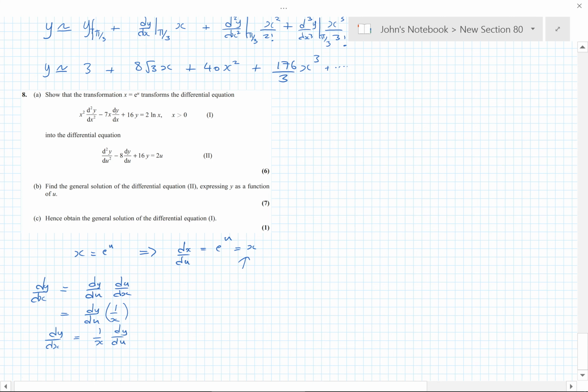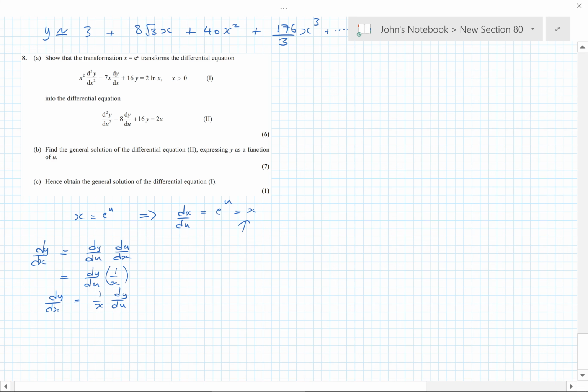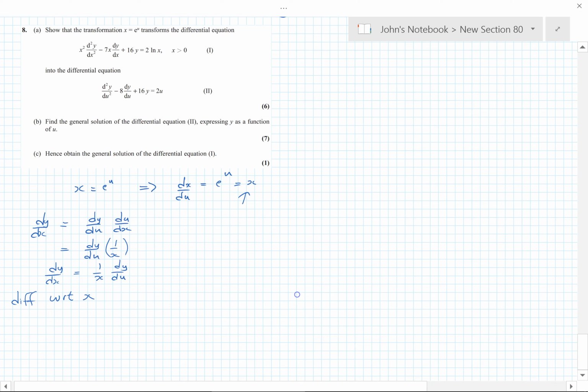Okay, now we're going to be able to replace our dy by dx in here with this expression. So let's differentiate again. For d2y by dx squared, we're going to use a product rule. Differentiating the 1 over x bit, no problem, minus 1 over x squared times dy by du. Then we times by the 1 over x times d by dx of dy by du.